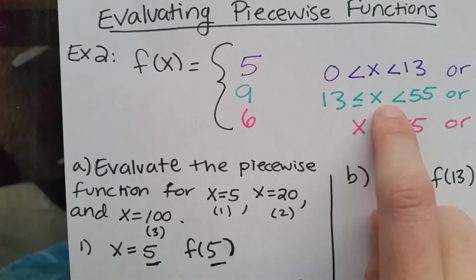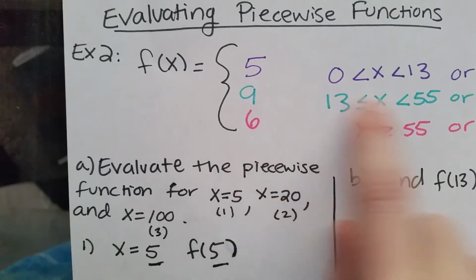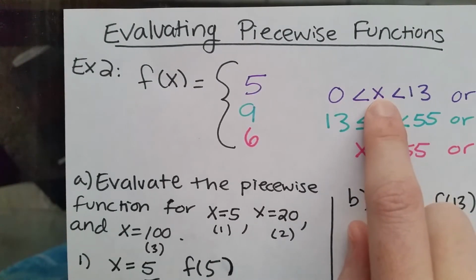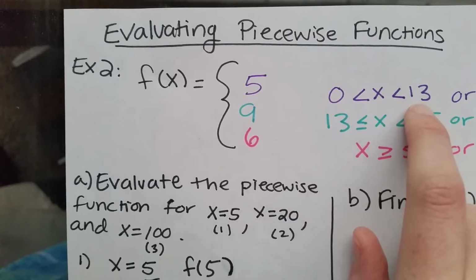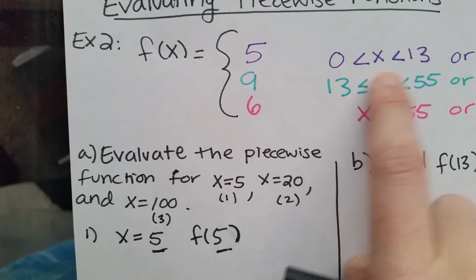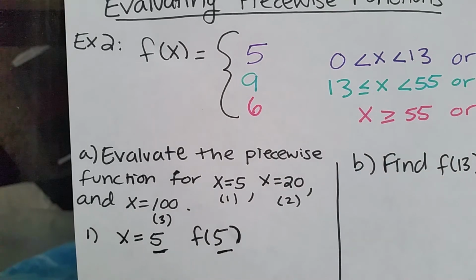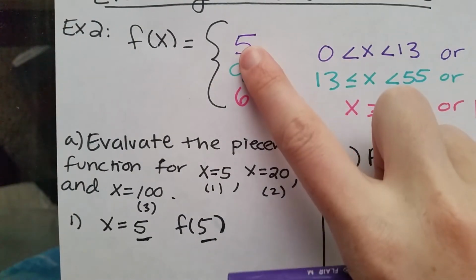Now this one, if I put 5 in for an x, 5 is not in between 13 and 55. So that one also fails. If we look at this first one, if we put a 5 where the x is, 5 is definitely in between 0 and 13. So when x is 5, the function will be 5, because our interval that works is the very first one. So when we're solving for f of 5, the only one that works is this one.